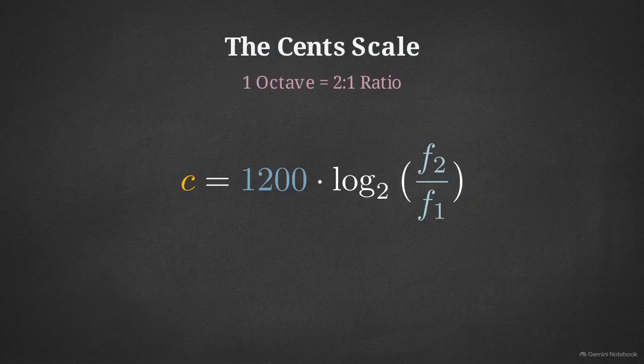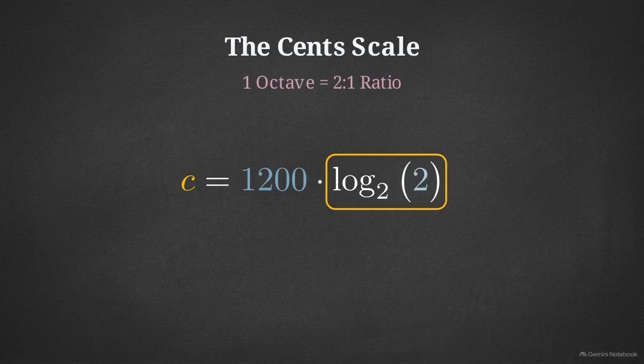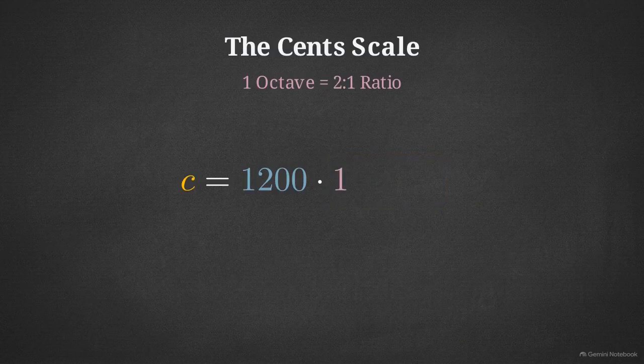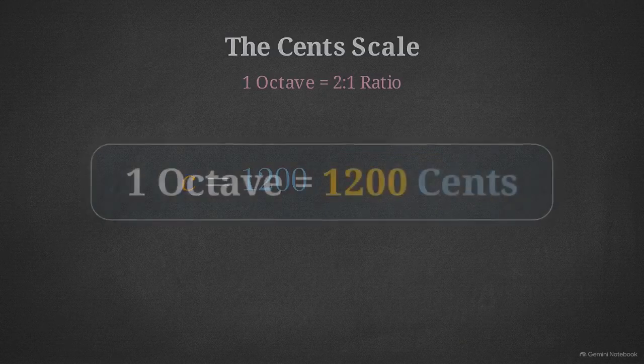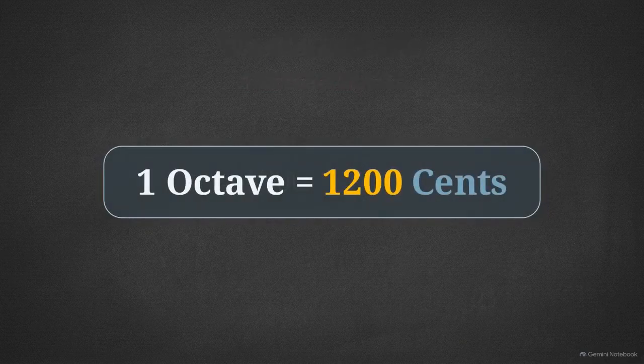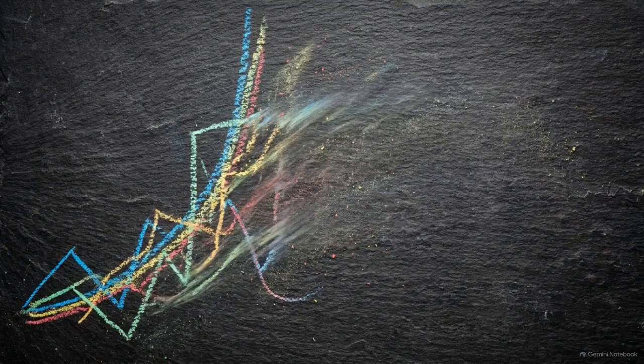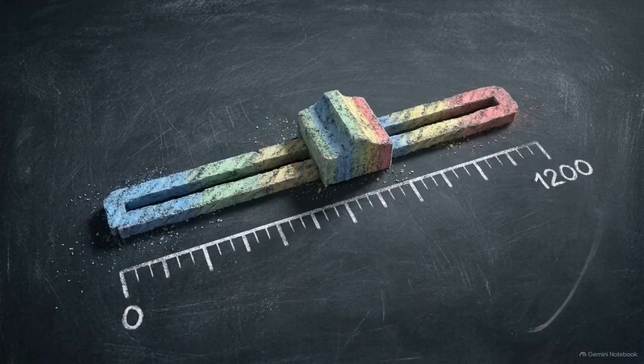We already know that an octave has a strict 2-to-1 ratio. If we replace the f2 over f1 ratio with 2, we get log base 2 of 2, which is just 1. Multiply that by 1200, and our octave equals exactly 1200 cents. The cent system allows musicians to completely ignore the complex exponential curve of pitch. Instead, they can communicate using an easy, flat language of 1200 equal points between an octave.